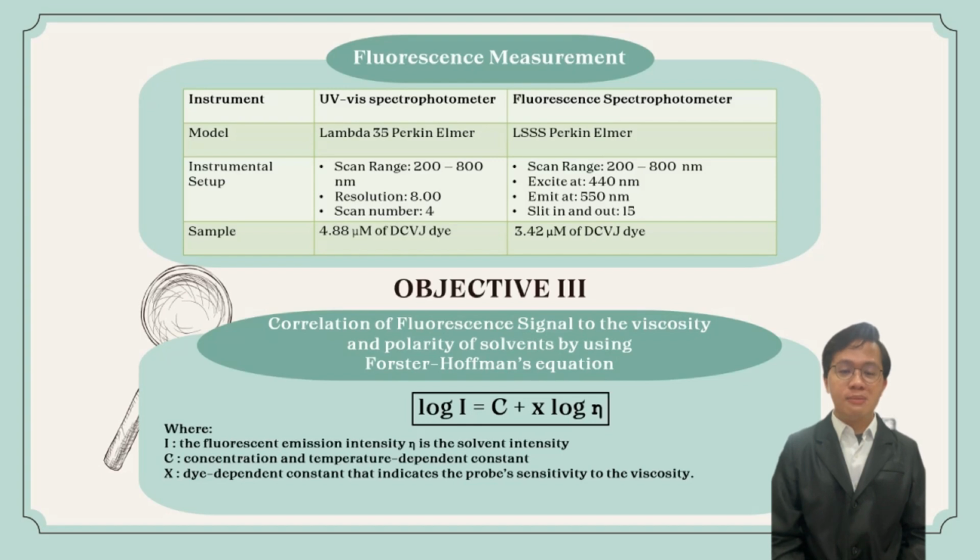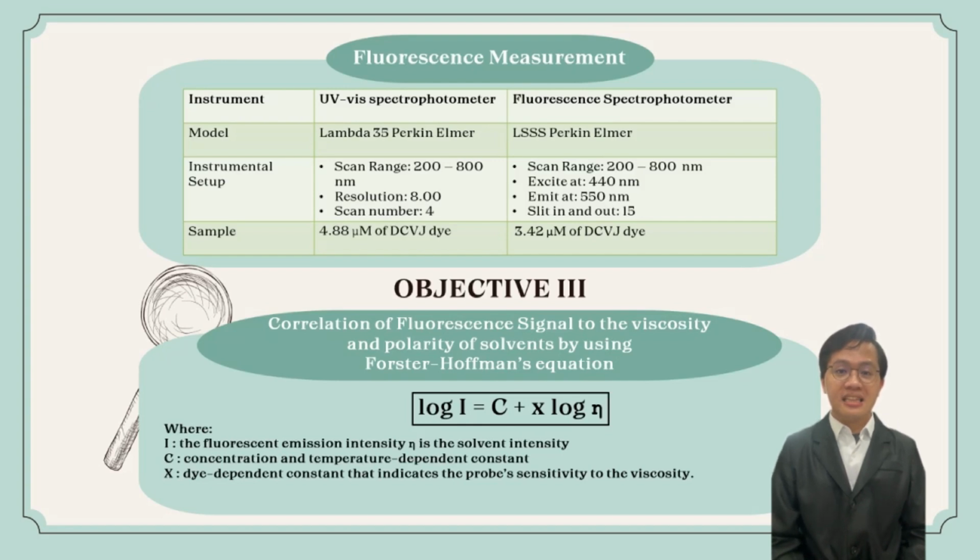As for the fluorescence spectroscopy, the LS55 PerkinElmer model was used to determine the fluorescent intensity and the lambda max emission for each sample. The scan was done within the range of 200 to 800 nanometer. The excitation and emission were done at 440 and 550 nanometer respectively. The slit width for both in and out was set to 15.